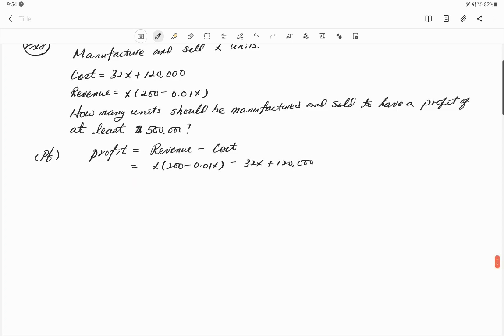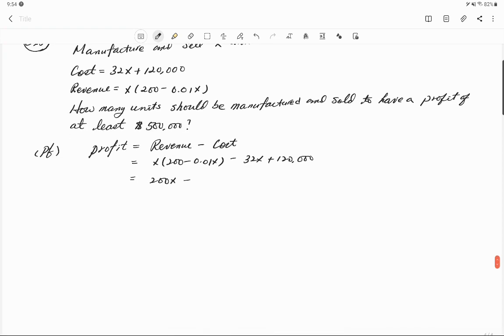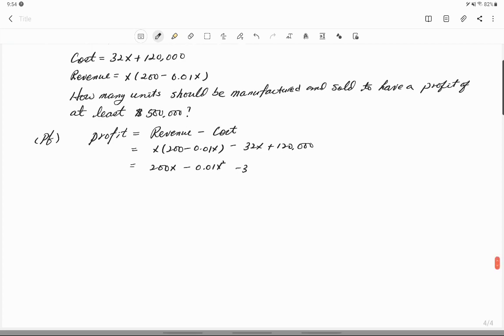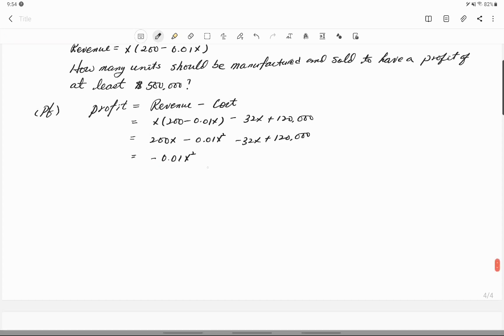So let's simplify this one. Distribute the x: this will be 200x minus 0.01x squared, minus 32x plus 120,000. Then combine the like terms. Let's write the x squared term first, and then 200 minus 32x is plus 168x, minus 120,000. So this is the expression for the profit.